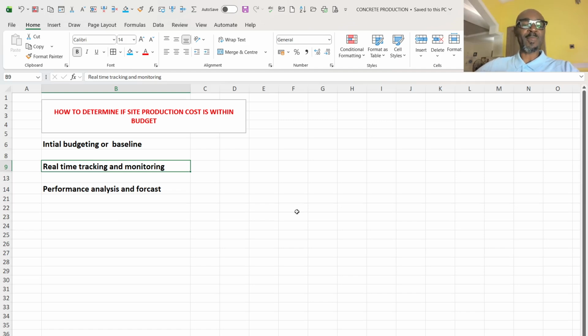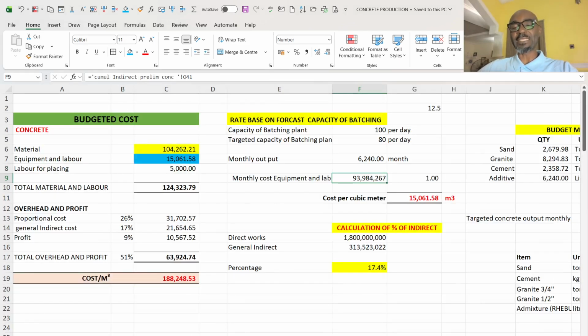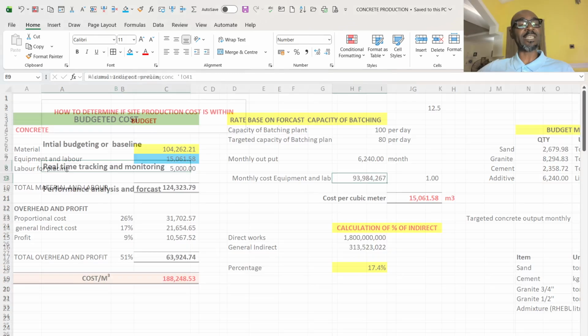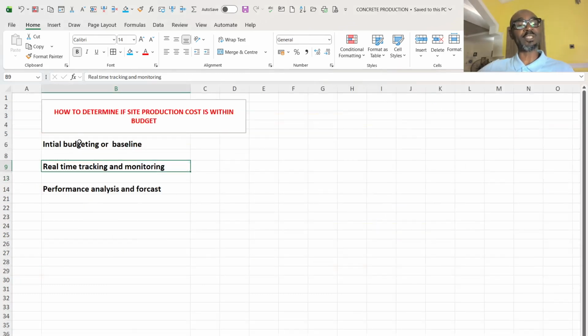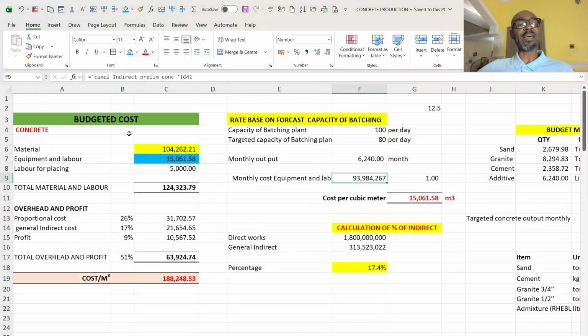Having said that, let's go directly to the analysis. As you can see on my screen, the first item we said there has to be is the budget, which is your baseline. As you can see in green here, this is the budgeted cost. And we did say that your budget has to have the components of material, equipment, and labor.